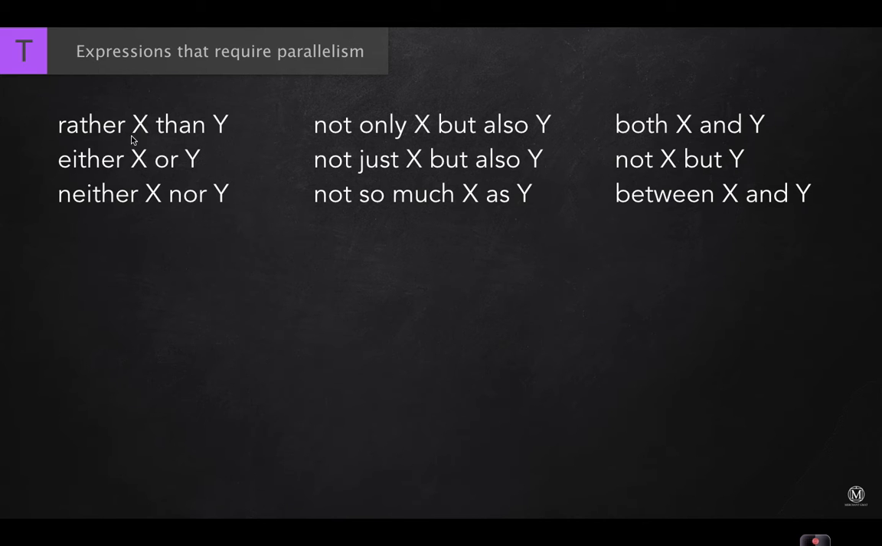So here I have rather x than y, either x or y, neither x nor y, etc. Right, memorize these. And the big thing to remember for these is that whatever I put in for x here must be parallel to whatever I put in for y.